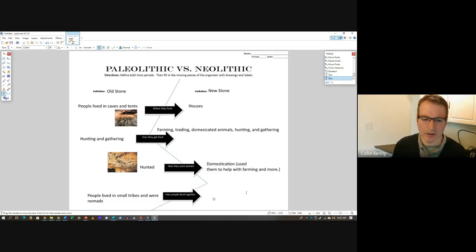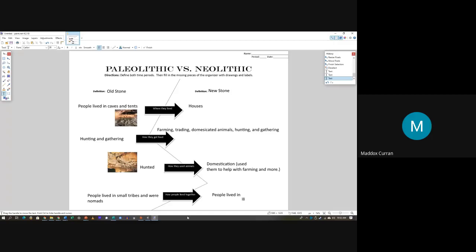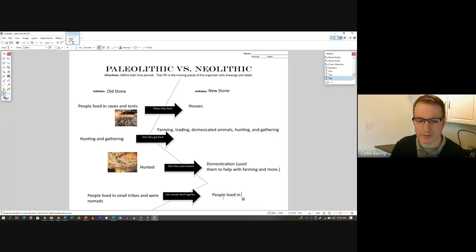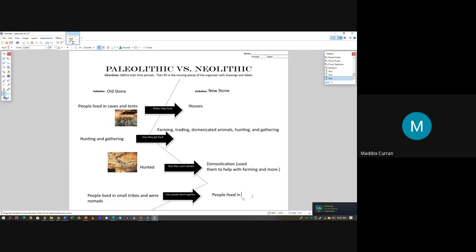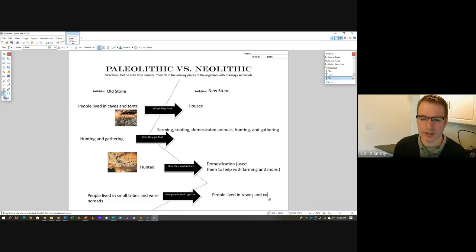Whereas now, in our Neolithic time, people lived in what? People lived in what, Alexander? Where do they live in, Maddox? What was the question again? So during Neolithic time, what did people live in? They lived in houses. Houses, just by themselves, one lone house? No, they lived in communities. Yeah, in towns and communities.